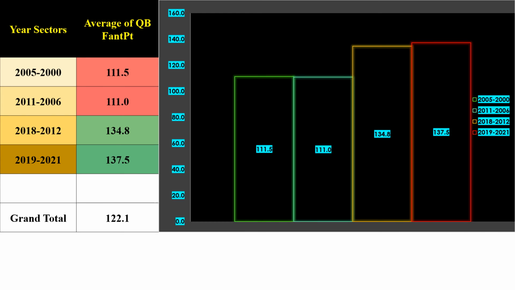Okay, moving on. So I looked at the year sector. Then I expanded this a little bit and I asked about the quarterback average fantasy points. And I will say that from 2012 to 2018, it's 134. The last 3 years, 137. So that's really good. Look at the blocks before. It's like 111. So something really has changed in the complete, let's call it, quarterback system over the last 21 years. And things have really changed. And you're getting a lot more points out of your quarterbacks now.